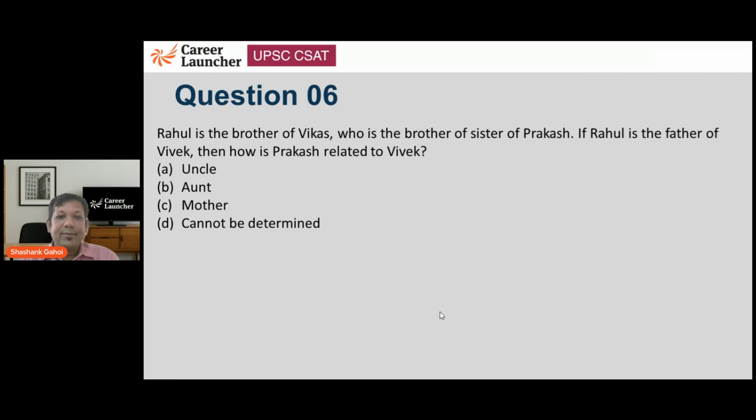What does it say? Rahul is the brother of Vikas, who is the brother of sister of Prakash. So Rahul जो है, Rahul विकास का भाई है. Okay, so this is Rahul, this is Vikas. Now Vikas is the brother of sister of Prakash. Okay, so Vikas का भाई प्रकाश भी होगा. Because he is the brother of sister of Prakash, it means Prakash का भाई होगा और प्रकाश की sister इसकी sister होगी, right? So, and Rahul is the father of Vivek.